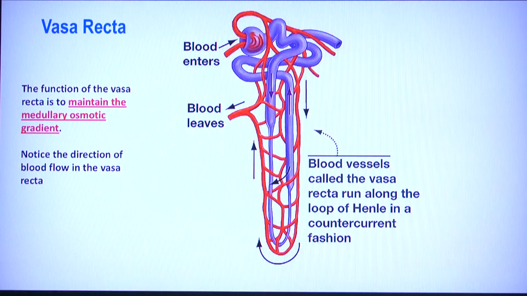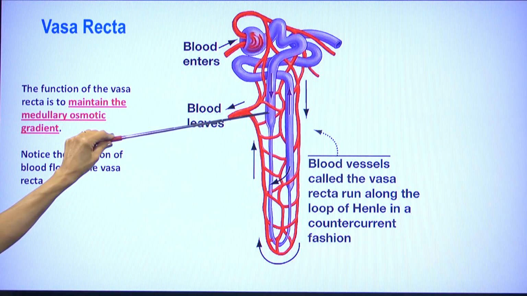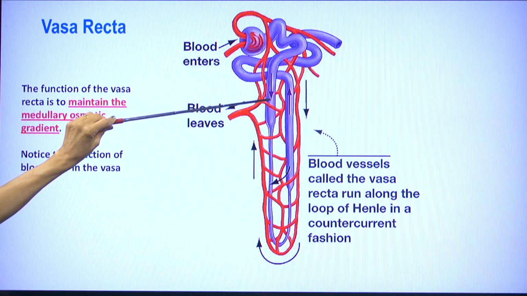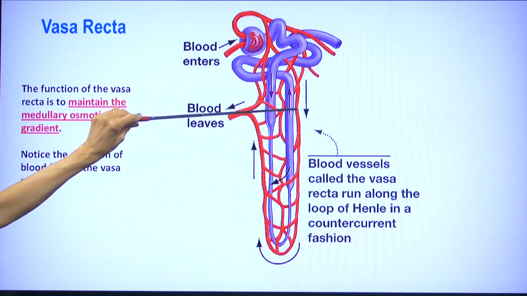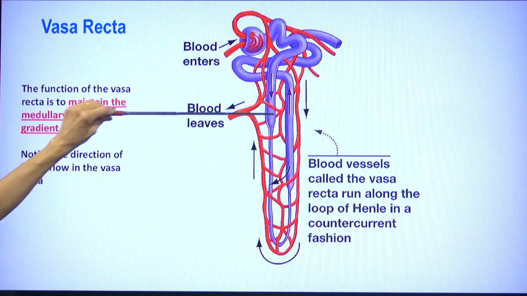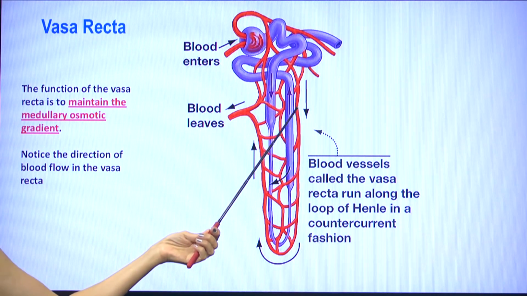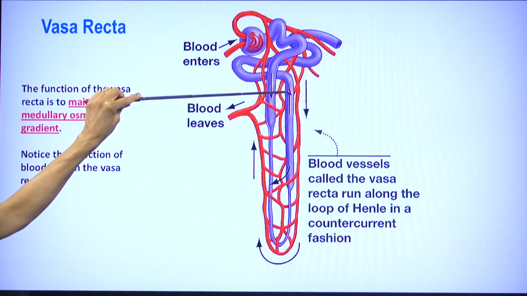The Vasa Recta come to help us over here. Remember, the Vasa Recta are the very straight blood vessels that surround the loop of Henle, and we have to look at the direction of flow of the fluid and the blood. The descending loop of Henle and the ascending loop of Henle are surrounded by the Vasa Recta, but the direction of flow of the blood in the Vasa Recta is opposite to that of my loop. So we see here blood is moving down where the fluid is moving up.